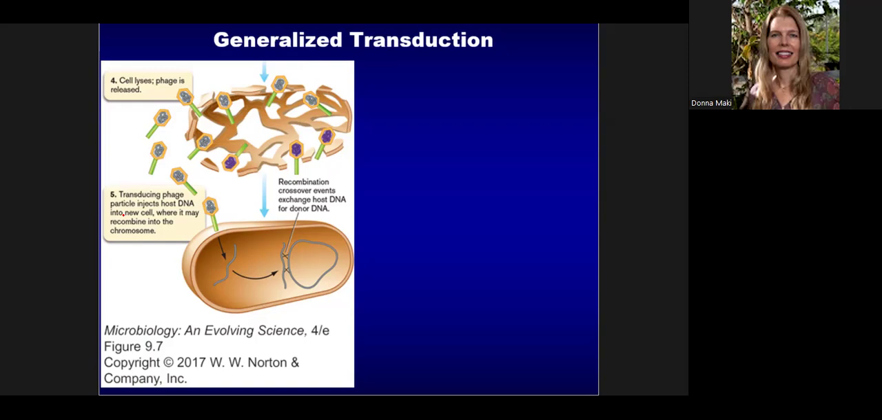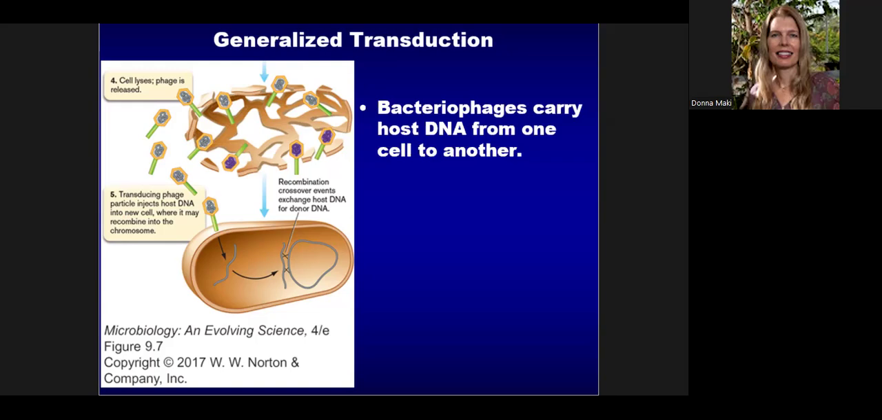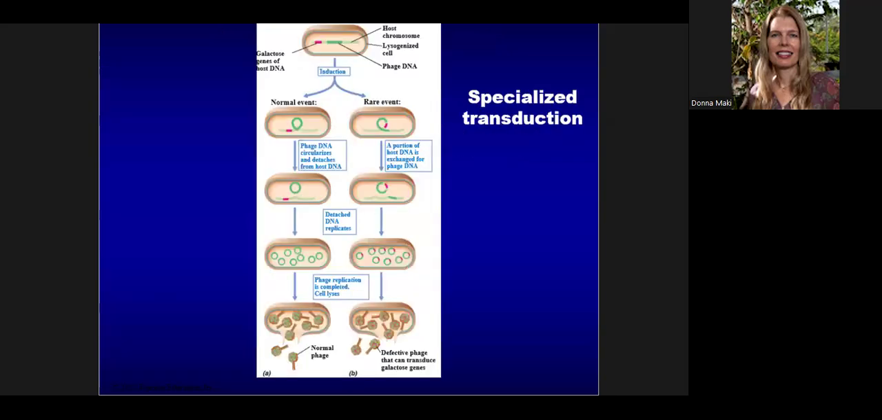Okay, so that's generalized: totally random bits of DNA floating around, and it's random which ones will get packaged into the viral particle. Let's go at specialized transduction. In specialized transduction, there's going to be a special piece of DNA that will get transferred. It's not random anymore. Here they're showing a bacteria, and they're not showing the virus attaching and injecting its DNA. It's already done that, and the reason I know is that they have it labeled here, phage DNA.